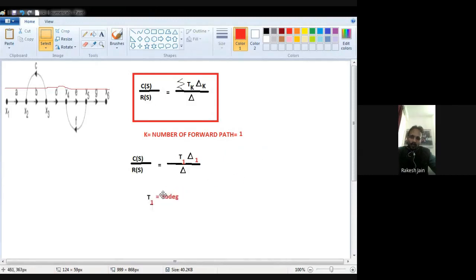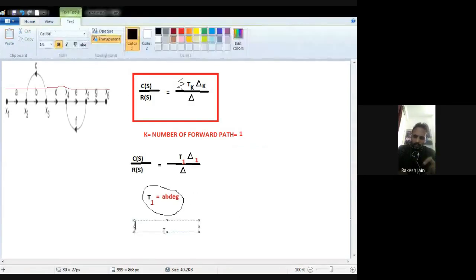Then what will be my next step? Find out the value of forward path gain. So here only one forward path, so I find out the forward path gain ABDEG. Okay. Now what is my next step? Find out the number of loops and loop gain. So the number of loops I will find out.